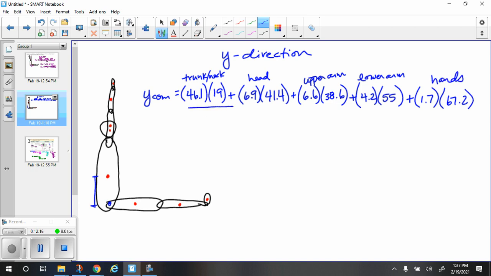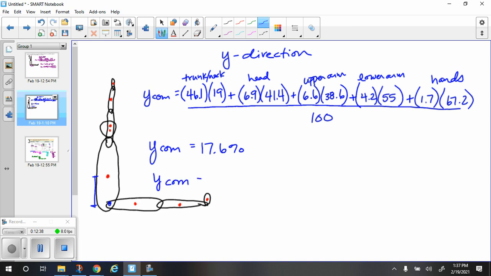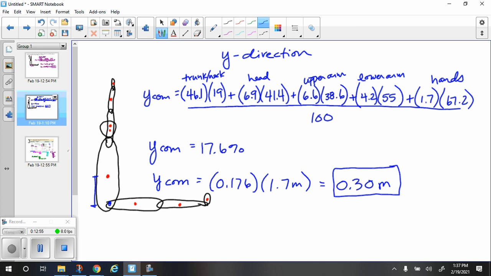Then we divide by the total mass of the whole body, which is 100. And we're not putting the legs in this one because the Y position of all the legs is just 0. All right, so our Y center of mass comes out to be 17.6% of our height. So to find the Y center of mass, we're going to take 0.176. We're going to multiply it by the 1.7 meters, and that gives us 0.30 meters as the Y component of the center of mass. Wasn't that so fun?